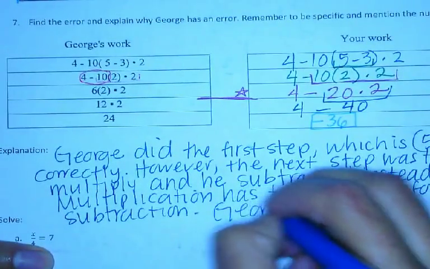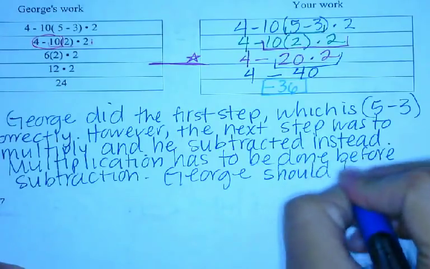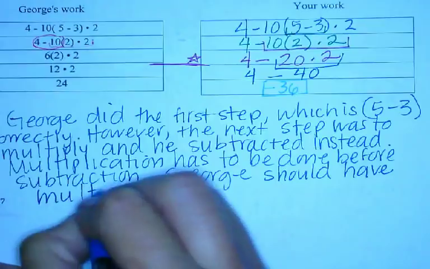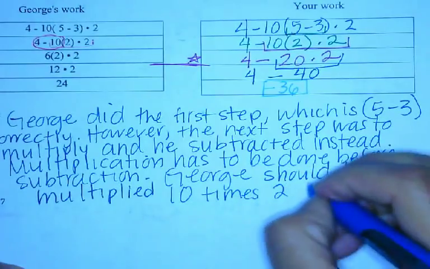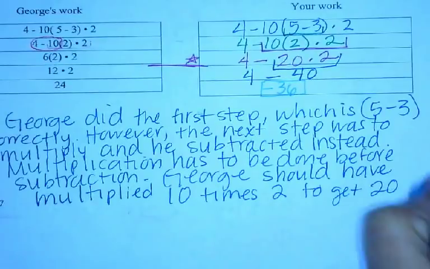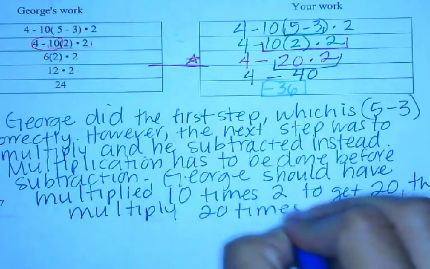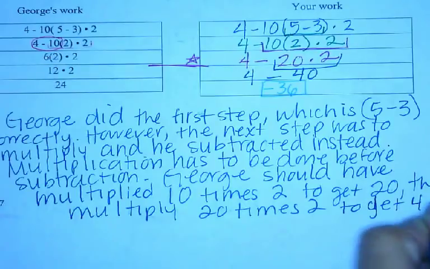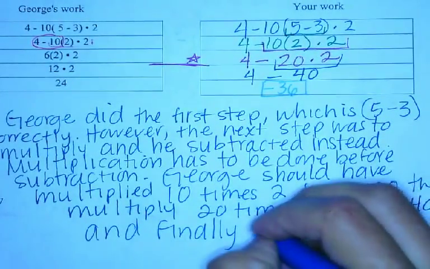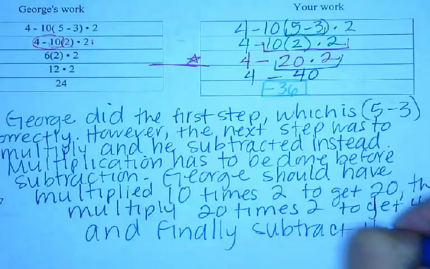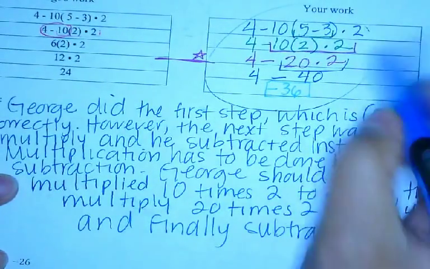Okay, so George should have multiplied 10 times 2 to get 20, then multiply 20 times 2 to get 40, and finally subtract 4 minus 40. Okay, so I did my correct work, check.